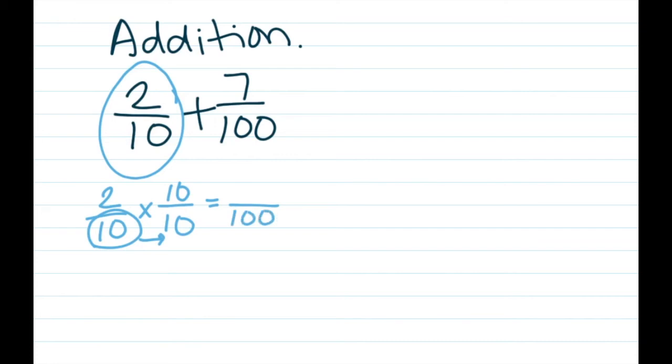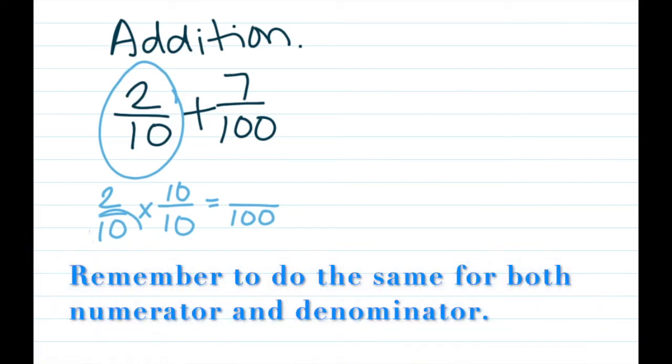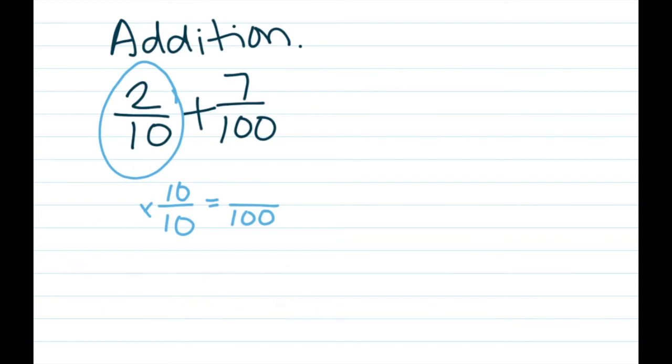And since I want my fraction to have the same value, I need to do the same thing on both the numerator and the denominator. Now 2 times 10, that is going to be 20. That means that this fraction right here is equivalent to this one.